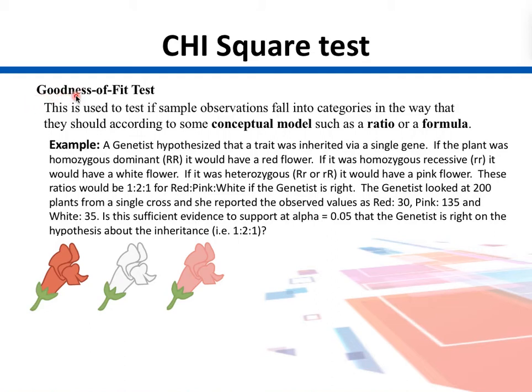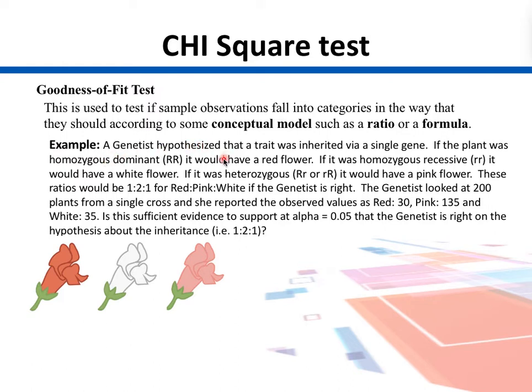Here is another type of chi-square test that's called the goodness of fit test, or chi-square goodness of fit. This is used to test if sample observations fall into categories in the way that they should according to some conceptual model such as a ratio or a formula. We can understand this with this example.